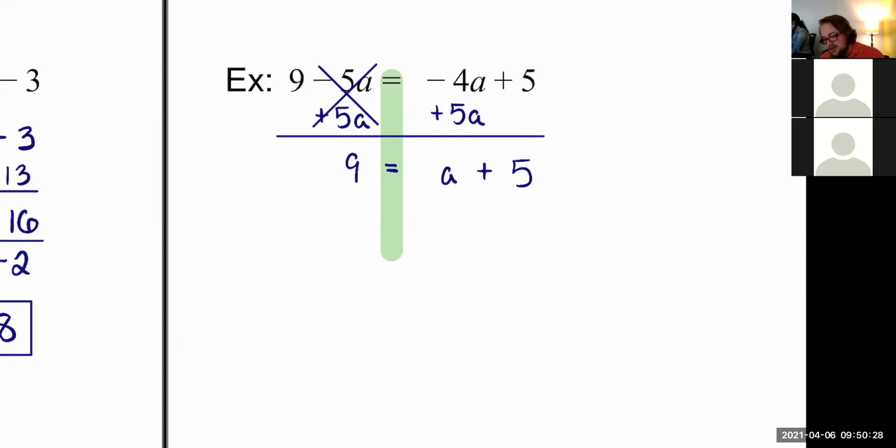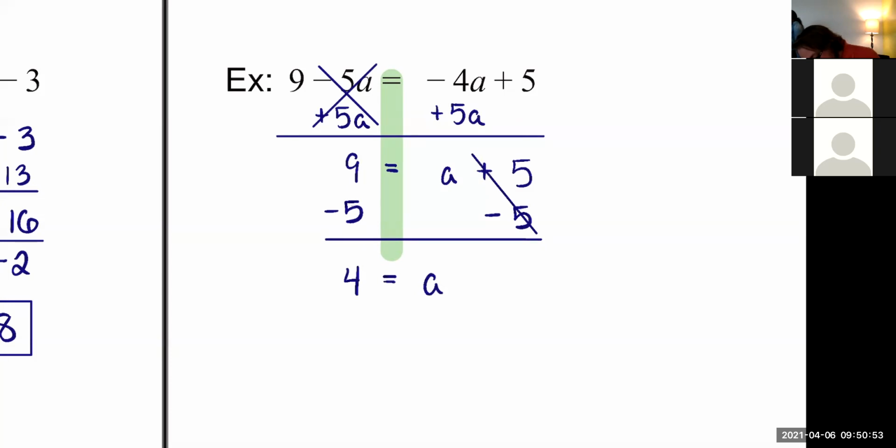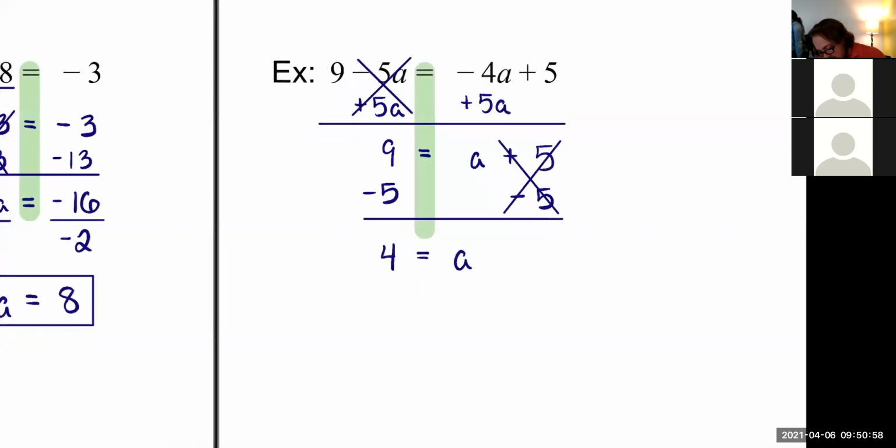Because now, what does this leave me with to move? The 5. How would I move that 5? Yep, subtract that 5 from both sides. Because our goal is still the same. We're still trying to get that variable by itself. It just so happened to land on the right-hand side with the way we did it here. 9 take away 5 gives me 4. Bring down my equal, bring down my a. 5 minus 5 is 0. Absolutely, I would take that extra step to write a equals 4 so the variable comes first.